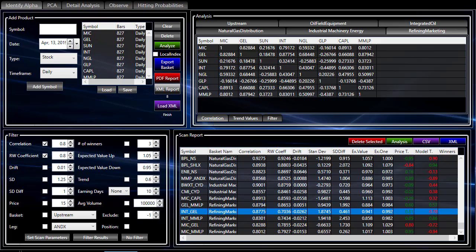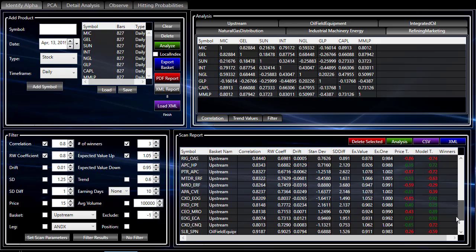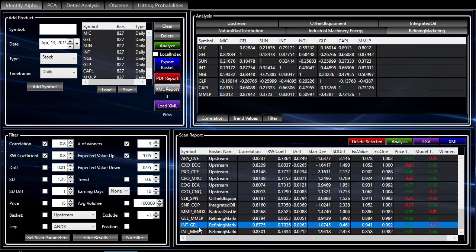So today we ran 6 baskets, all in the energy industry groups. I ran it with no filter at all, but then I've added 0.8 correlation, 0.8 RW coefficient. Let's add in 3 winners and 5% up and down and see what we come up with. And we come up with still quite a lot. But there's 2 down here I'd like you to take a look at.